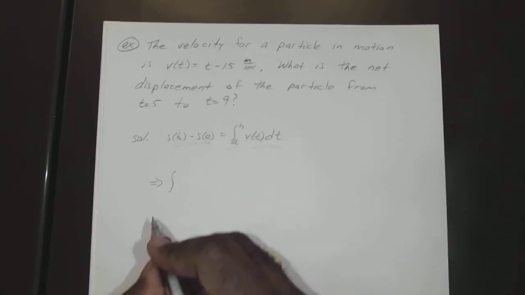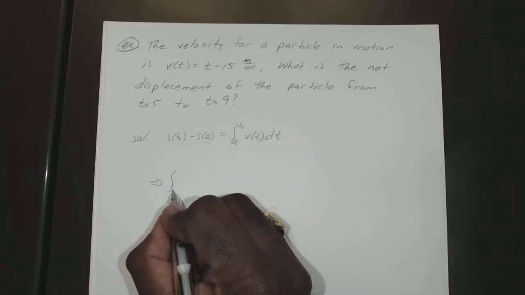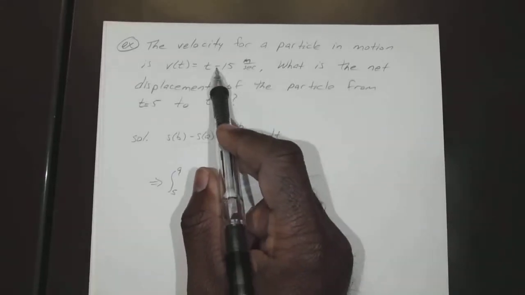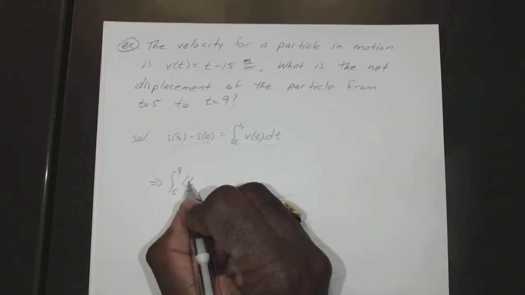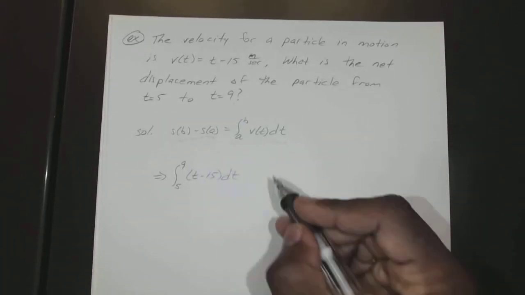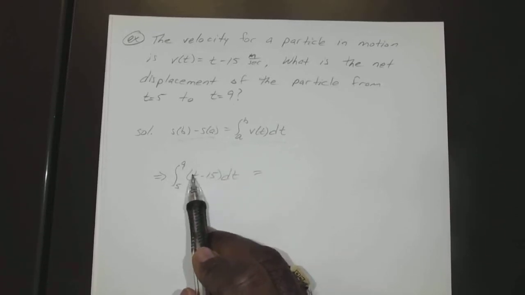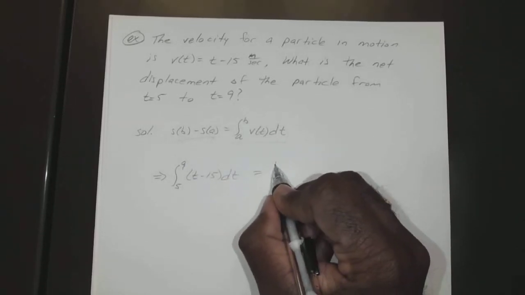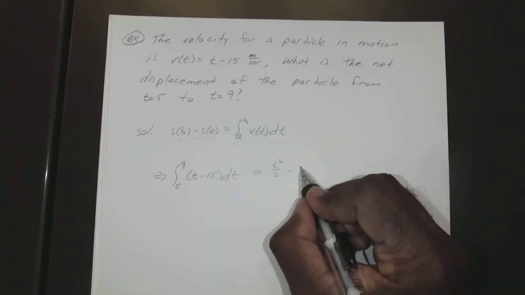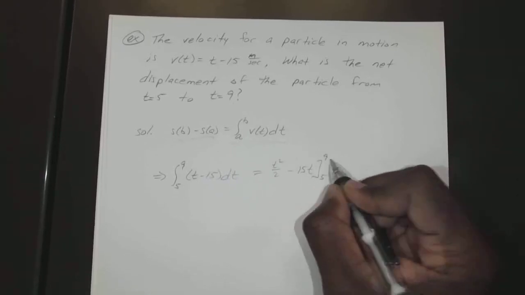Okay, so we have the integral from A to B, so that's from 5 to 9, of our velocity function, which is t minus 15, with respect to t. Okay, so if we integrate this one, you have t squared over 2 minus 15t, and that's from 5 to 9.